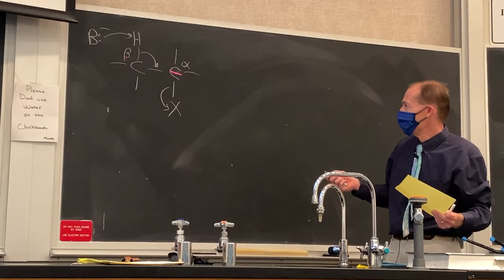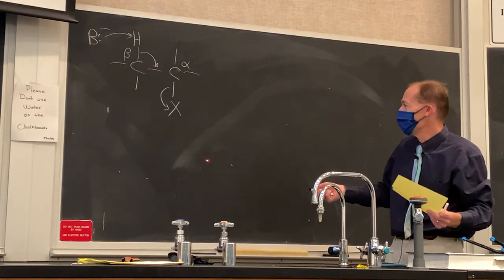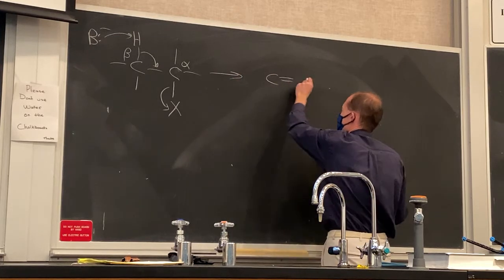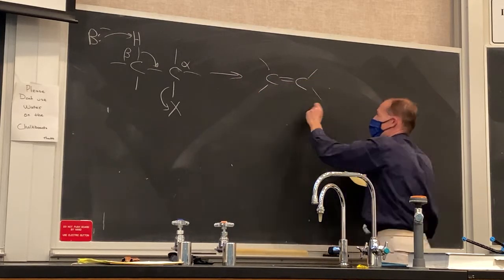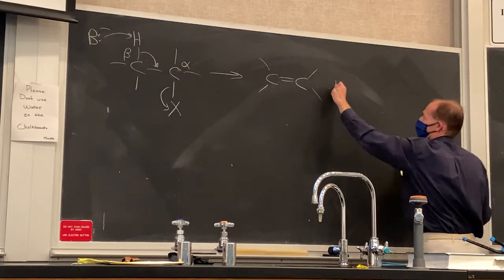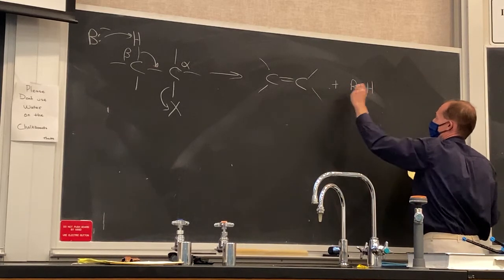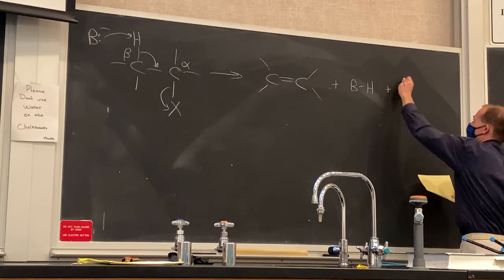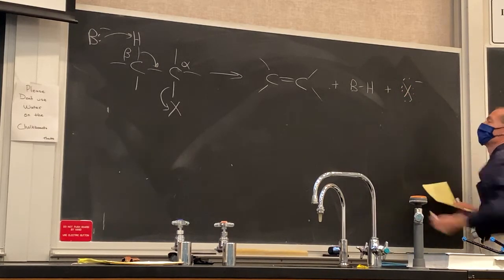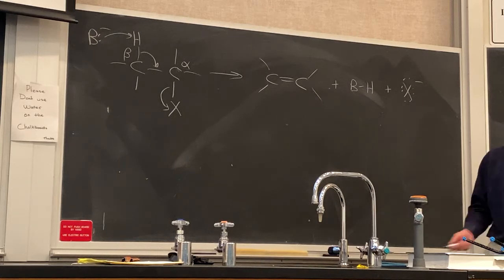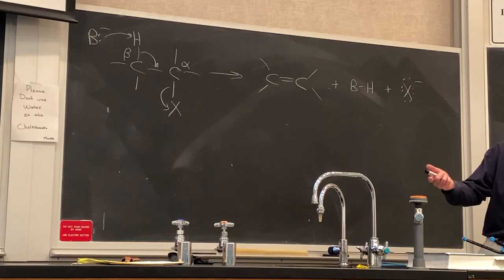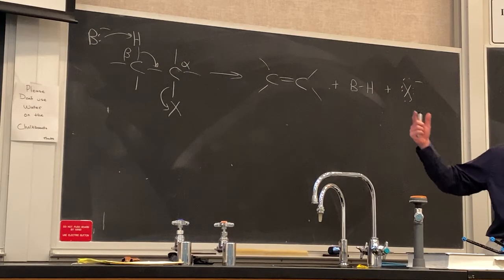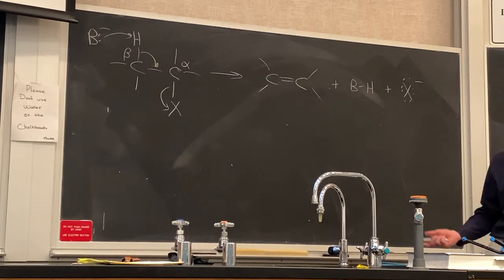We form a pi bond between the alpha and beta carbons, and then we lose the leaving group. And so that gives us an alkene product. It gives us the conjugate acid of our base, and then we also have the leaving group. Okay? And the base usually has a cation that goes along with it that would form a salt with our leaving group, but we typically don't draw the spectator cations.